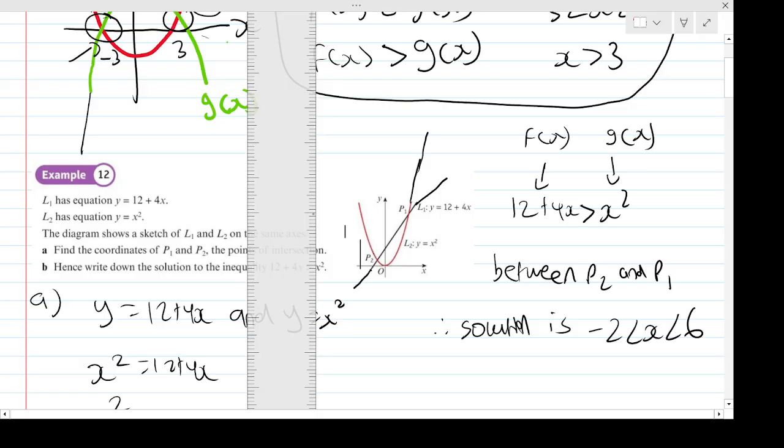Okay, and that occurs, so the x values then, remember we're solving for x because there's an x here, it occurs when the x value is between -2, which is at P2, and 6, which is at P1. So between those two points, that is when the line is above the curve. At any other point, the curve is above the line. That's the other way around, and that's not what we want.